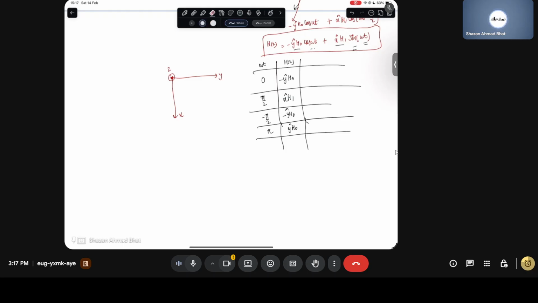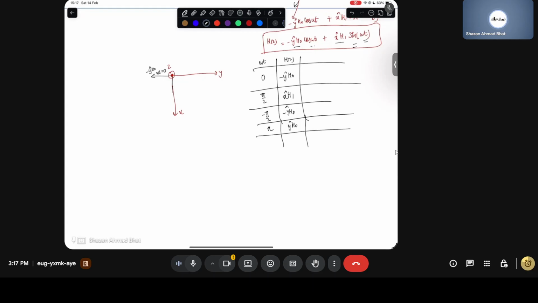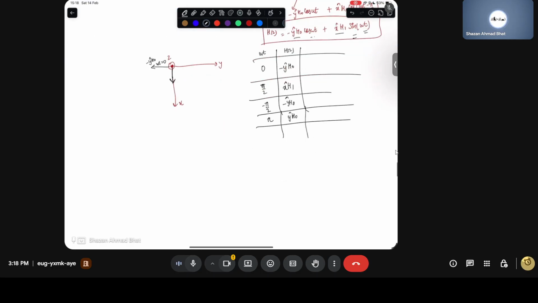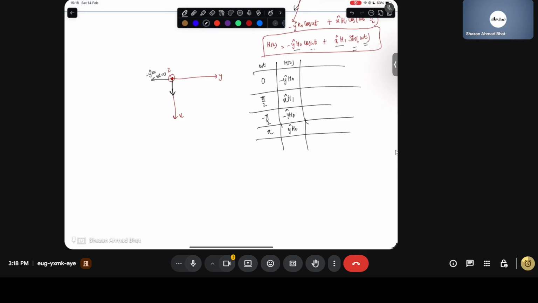So for omega t equals 0, you have hc equals minus y h naught. So minus y is in this direction, so let's draw it as this is minus y cap h naught, and this is at omega t equals 0. Then at pi by 2, you have x hat h1. So x hat h1 is in this direction, which is basically the length of the vector is important, okay, because that length is essential. So these two lengths are going to be important because we are considering, let's say, h naught, these to be equal, approximately small. So this will be x cap h1 at omega t equals pi by 2.